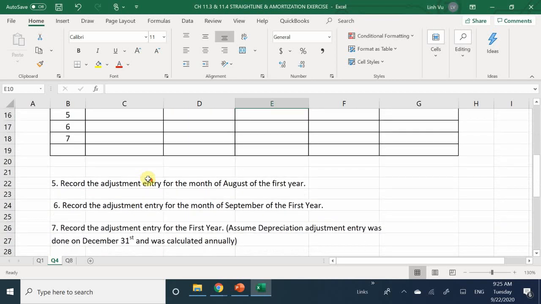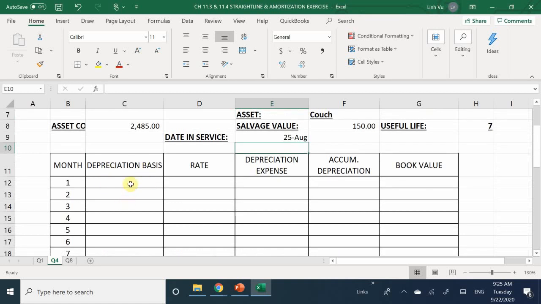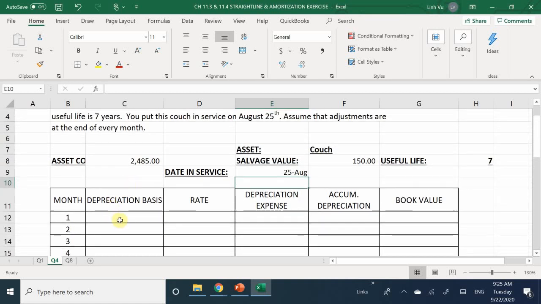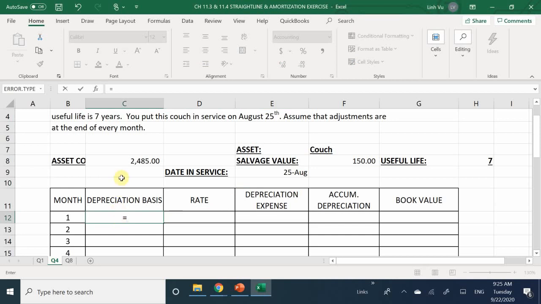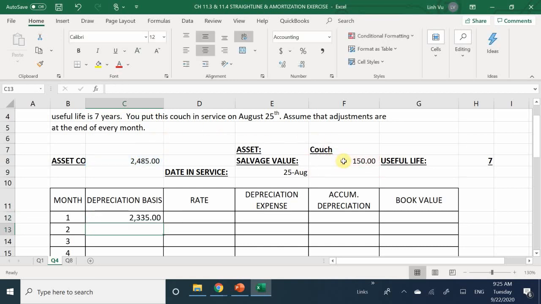Okay? So, what is my depreciation basis going to look like? 2485. What else? Minus the salvage value. Exactly. That's 2335. So 2335 should be the correct answer, because we're dealing with a salvage value. There is a salvage value.